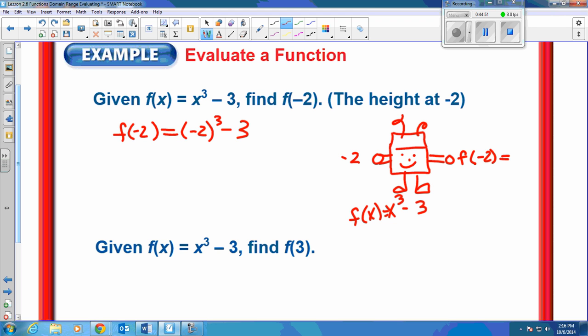So my algebra is that I take negative 2 and cube it. So negative 2 times negative 2 times negative 2. So this is negative 8 minus 3 is negative 11. So f of negative 2 is negative 11. So this is the point (-2, -11). That's all I'm asking you to do.